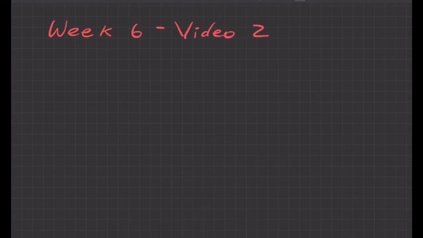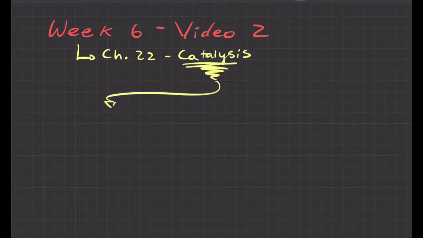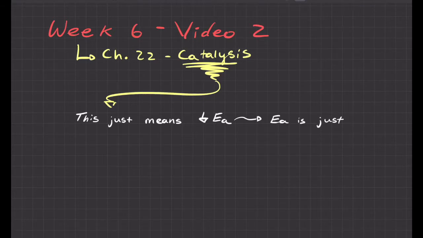All right, week 6, video 2. Let's go ahead and get started with this one. Today we'll be doing chapter 22, which is a whole chapter on catalysis. Okay, we'll quickly define catalysis here. We'll say it simply just means decreasing or bringing down the activation energy. The activation energy, we'll make a simple definition here too. We'll just say it's the biggest hill of an energy diagram. Keep it nice and simple.